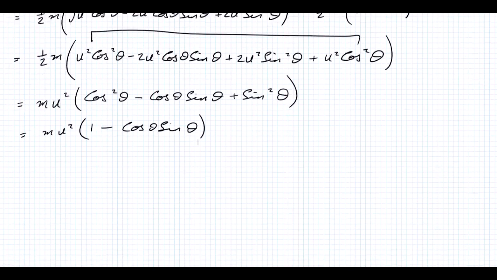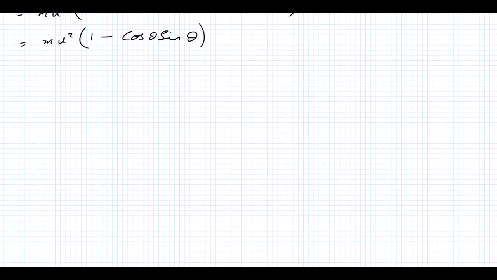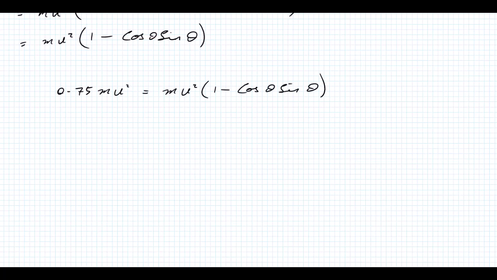So what I'm going to do is write down 75%, 0.75 of mu squared, our total kinetic energy before impact. That should be equal to mu squared times 1 minus cos theta sine theta, our kinetic energy after impact. So that's my equation. From this I think I can work out theta, and from theta I can work out e. So let's do that.